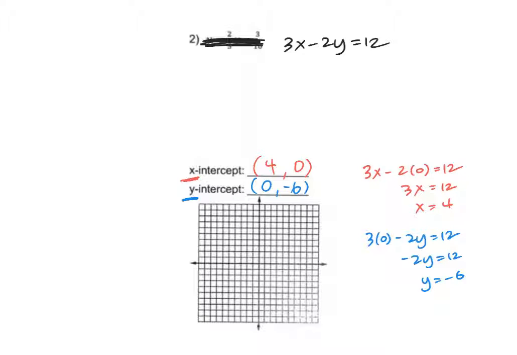So hopefully you got (4, 0) for the x-intercept, and you got (0, -6) for your y-intercept. You've got 2 points. Plot them, make a line. And so the next thing that I'm going to ask you to try is to change your standard form to slope-intercept form, which means you want the y all by itself. Go ahead and try it, pause it, and then you can see what I do.